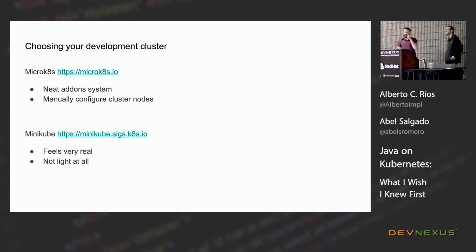Right? Then we took a look at Minikube, and it feels very real because it's the closest thing that you can get as a testing cluster closer to the vanilla OSS Kubernetes distribution. So that felt really good. However, it was not light at all. So it was not something we could install in our CI system. So we decided not to use that either for our use case.